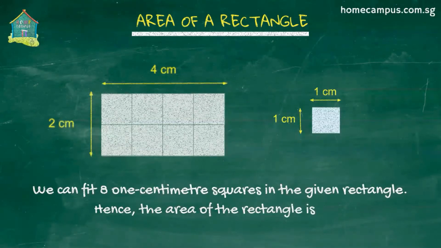Now, if we look closer, we can see that there are 4 squares in each row, and that's because the length of this rectangle is 4 centimeters. Similarly, there are 2 squares in each column, which is because the breadth of the rectangle is 2 centimeters. So, if we simply multiply the length of the rectangle by its breadth, then we will have the area of the rectangle. This helps us to derive the formula to calculate the area of a rectangle.